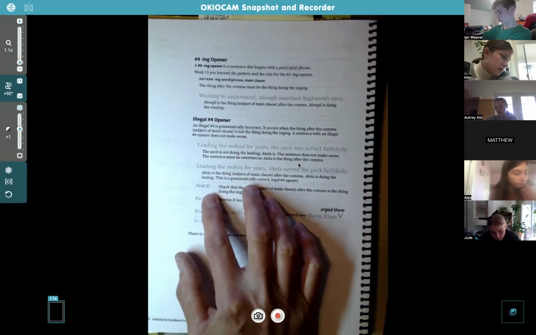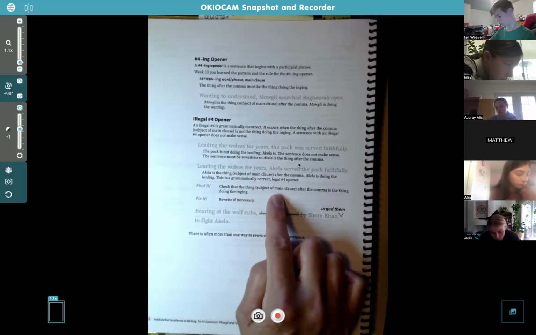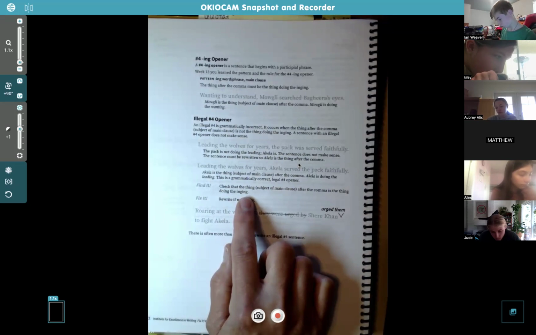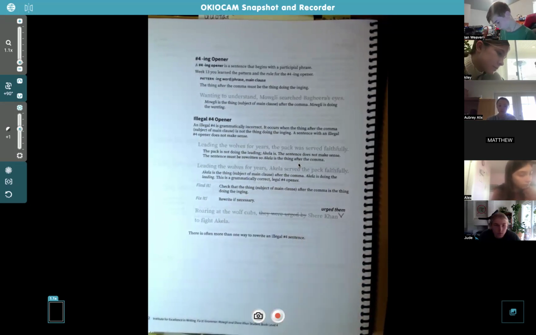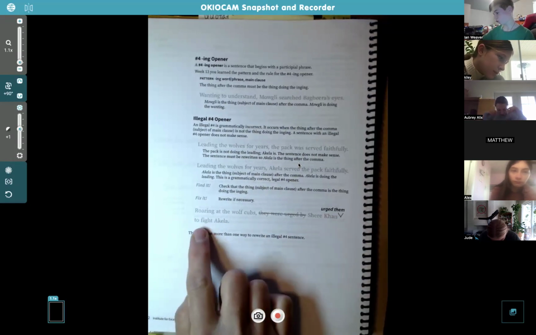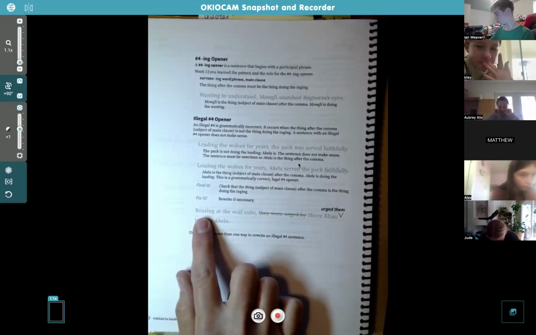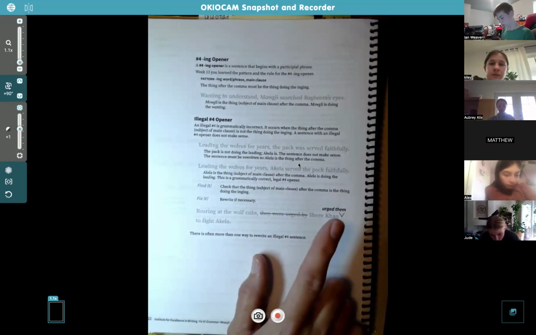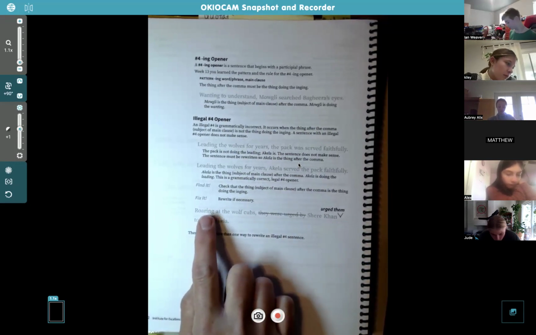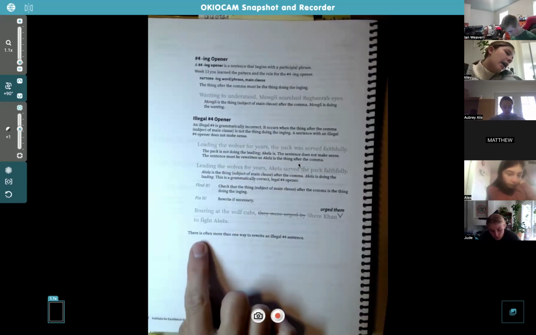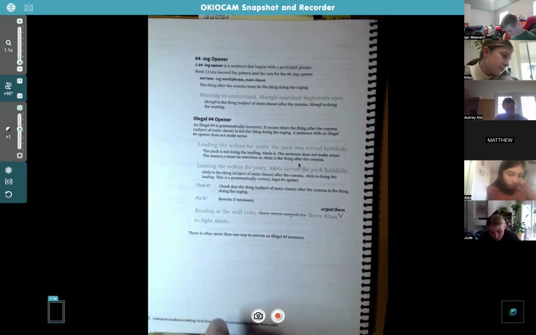So basically what you're going to do is find it. You're going to check the subject of the main clause after the comma. Is the thing doing the inging? That's your question. That's how you're going to tell if it's legal or illegal. And then you rewrite it if necessary. So here, roaring at the wolf cubs, Shere Khan urged them to fight Aquila. Originally it said, roaring at the wolf cubs, they were urged by Shere Khan. So it is Shere Khan doing the roaring. That's what you have to make sure right after that comma. It's the thing doing the inging. There's often more than one way to rewrite an illegal number 4 sentence.